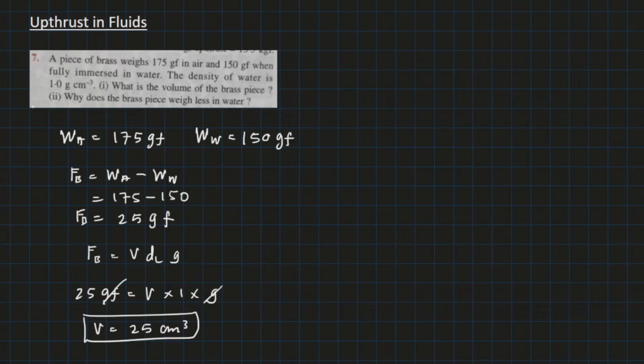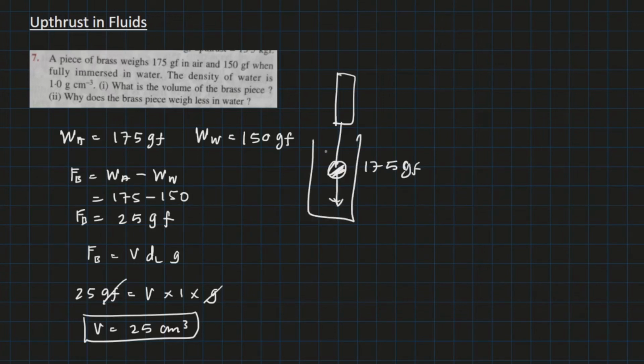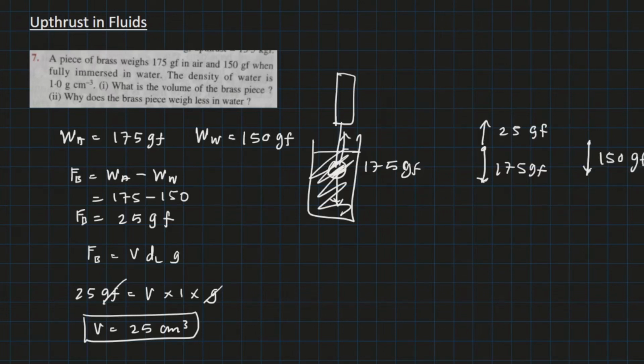That's the first part. Now, why does the brass piece weigh less in water? First of all, the brass piece weighs less in water because it gets an upthrust. When it is suspended in air, 175 gram force is the weight with which it is pulled down. Now, when it gets submerged inside water, it gets an upthrust, what we calculated as 25 gram force, and therefore the downward force is 150 gram force. That means in water it receives an upthrust, therefore its weight will be less.